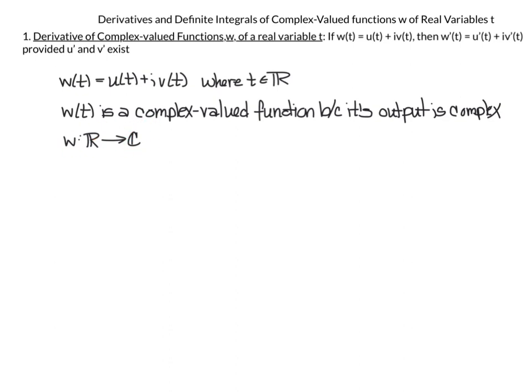So these are the functions that we're talking about in this video. And what our first statement says about the derivative is once we have w = u(t) + i v(t), then the derivative of w(t) is equal to u'(t) + i v'(t). So in other words, we can take the derivative of the real portion and then the derivative of the imaginary portion multiplied by i, and then add the two together.